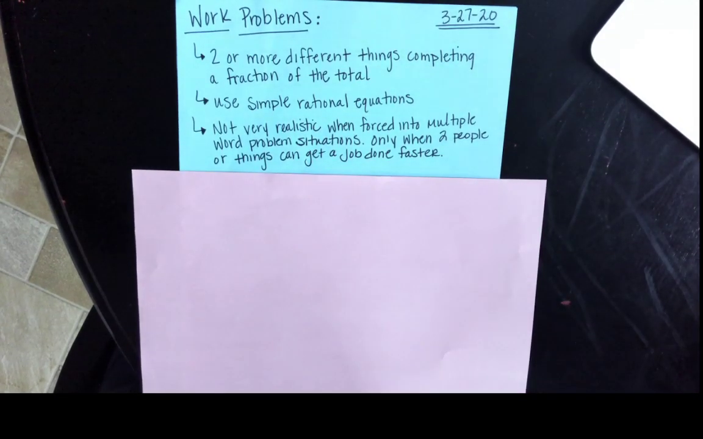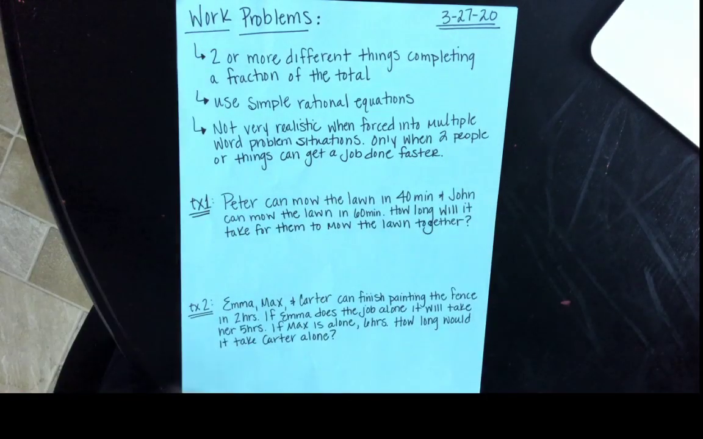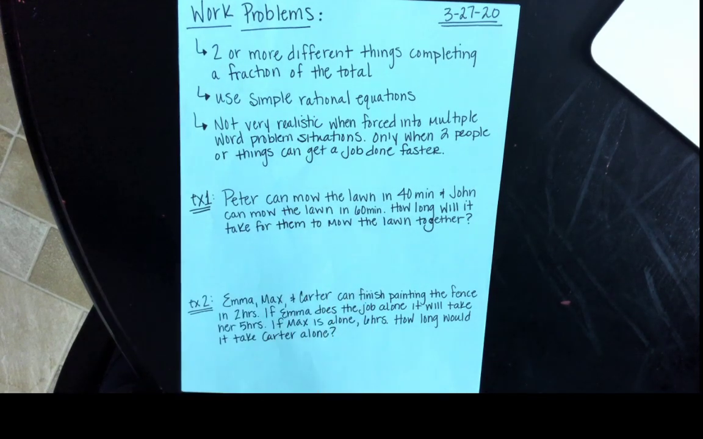They are very simple rational equations. In fact, we would have never called them rational equations. We would just probably refer to them as fractions, or they look almost like probability. So it is a situation where you're most likely going to see two people or two things trying to get a job done faster. So the first example that I gave you was mowing the lawn.